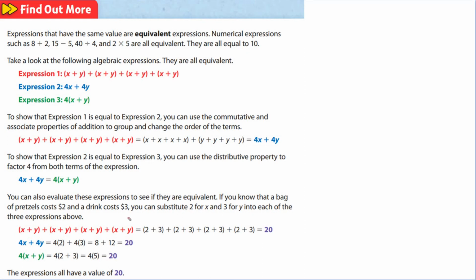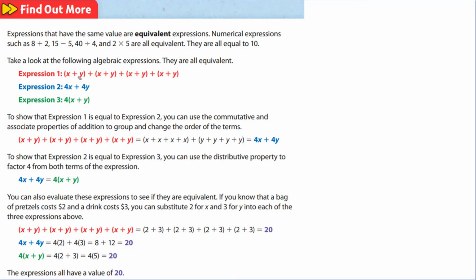So just like from the previous video, let's find out more on the last question, just a little refresher. Expressions that have the same value are equivalent expressions. Numerical expressions such as 8 plus 2, 15 minus 5, 40 divided by 4, and 2 times 5 are all equivalent. They are all equal to 10. Take a look at the following algebraic expressions. They're all equivalent. We did that in the previous video.